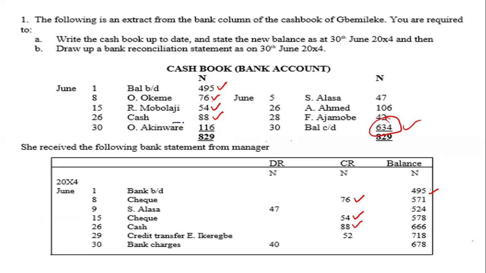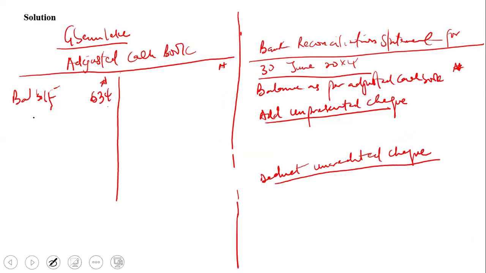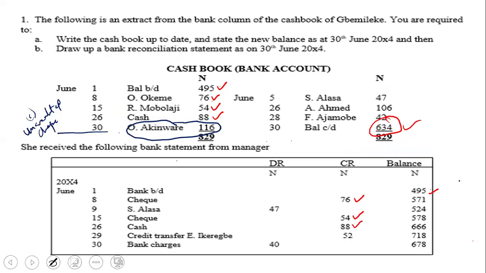You can see that Akinwari is debited here, but it's not here. So it means if it's not there, this is the debited check. That's the first thing we have seen. Akinwari 116, so we'll bring it here on uncredited check. Akinwari 116. Don't forget we are deducting. So we've been able to get that, so we'll move to the next side.